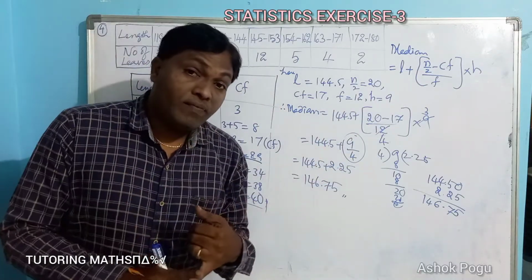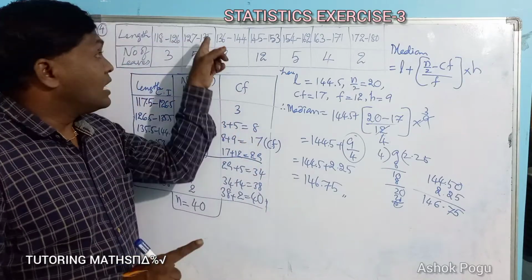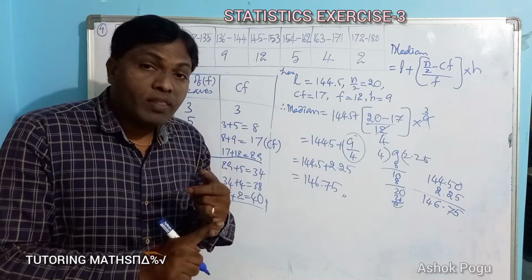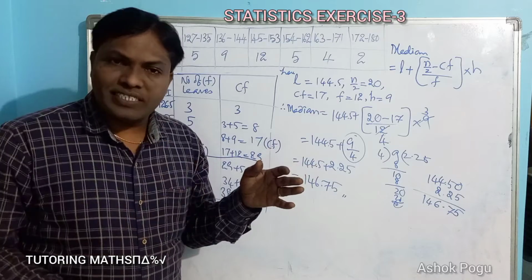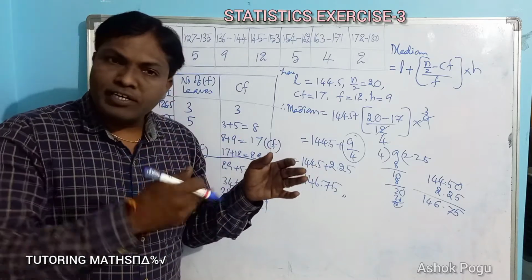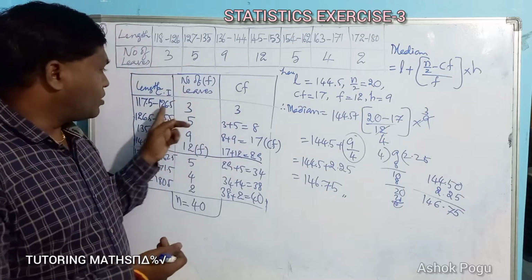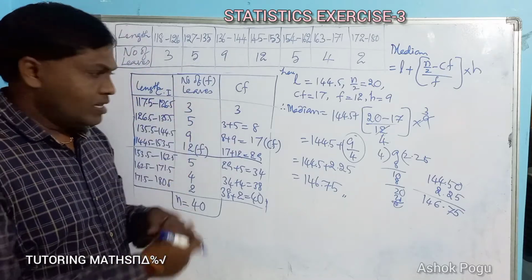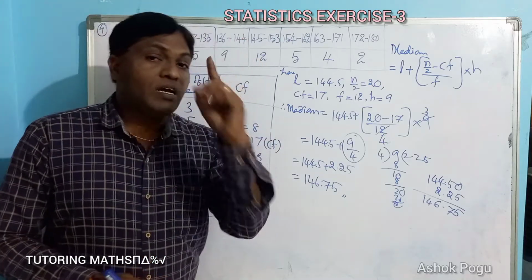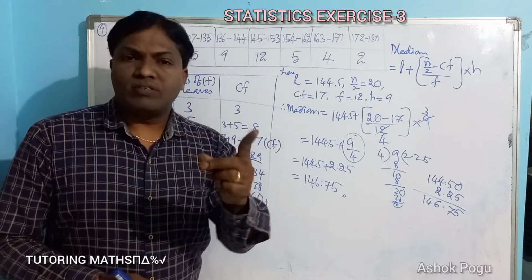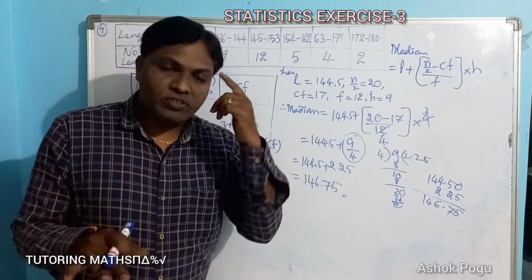But keep in mind, my dear student, don't get confused. If the classes are not continuous classes, that is, not exclusive type, immediately you convert by taking their boundaries. Then only you get the answer. Otherwise, your total hard work will be 0. So keep that in mind.